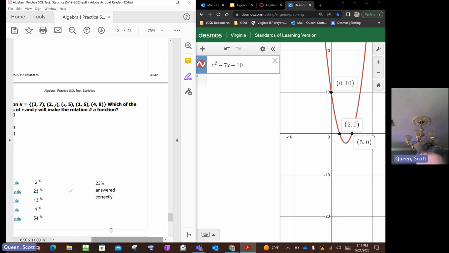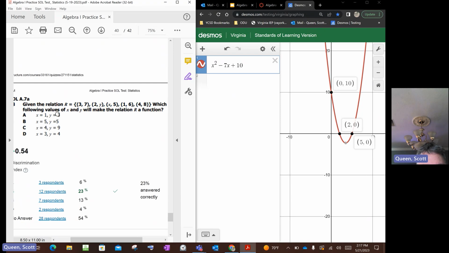Now it says, which of the following values of x and y will make the relation a function? Well, we've talked about functions multiple times. Bottom line is x's can't repeat. So all I'm concerned about is the x values in this relation. The y values to me do not matter. 3, 2, x, 1, and 4. What down here is going to make this work? I do not care about any of these y values. All I care about is these x values.